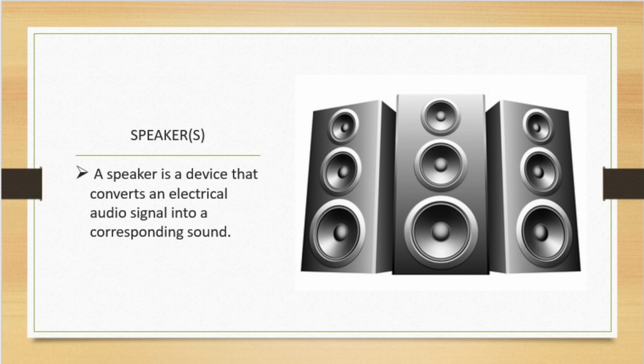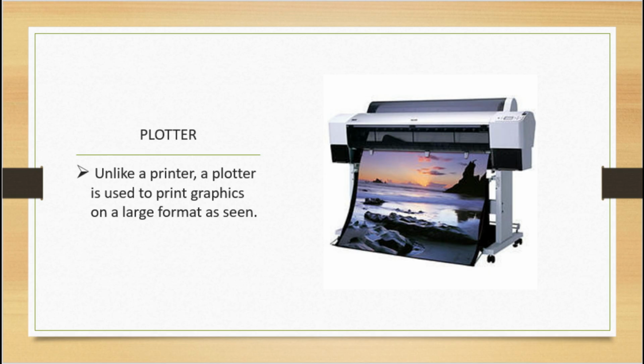Another output device is the speaker. A speaker is an output device that converts an electrical audio signal into a meaningful sound. A plotter is a printer-like device that is mostly used to print graphics in a large format. An example is the banners that we see around.